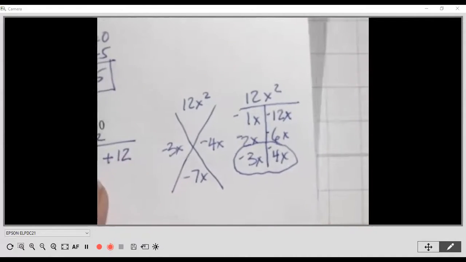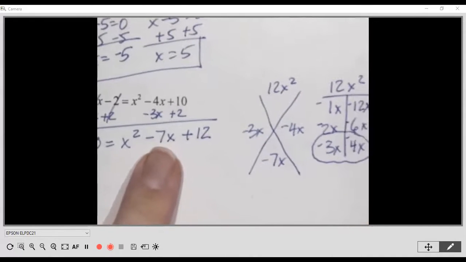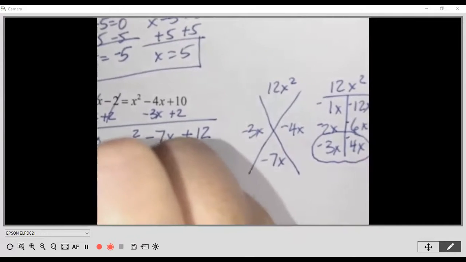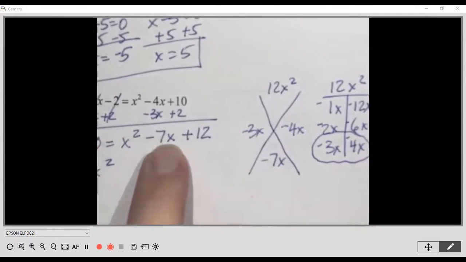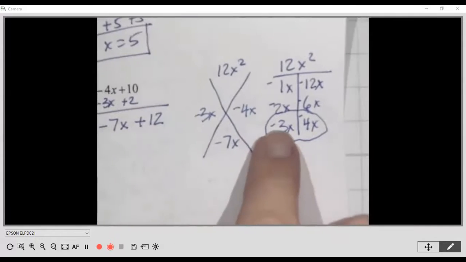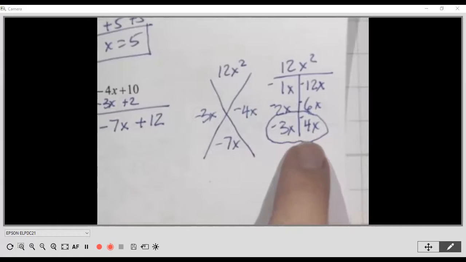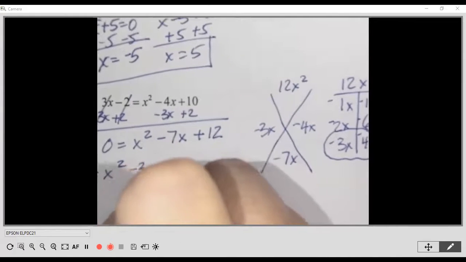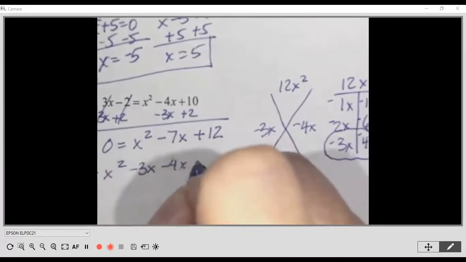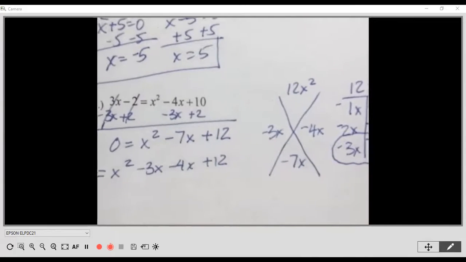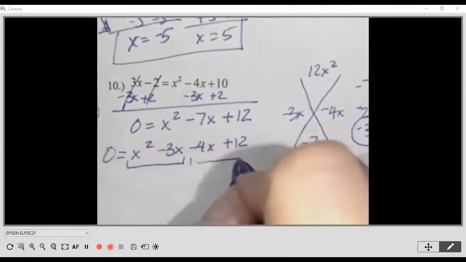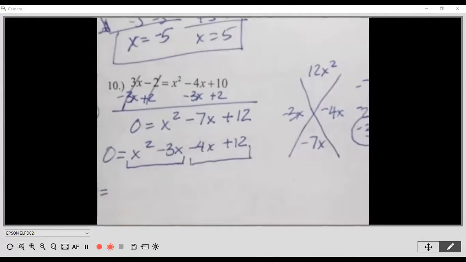Now I'll take that middle term, the minus 7x, and break that up into minus 3x minus 4x. So 0 equals x squared, and instead of saying minus 7x, we're just going to rewrite that as minus 3x minus 4x, because negative 3x plus negative 4x is the same as negative 7x. And then bring down the plus 12. Then we'll factor by grouping. Here's our first group. Here's our second group. Bring down the 0 equals.